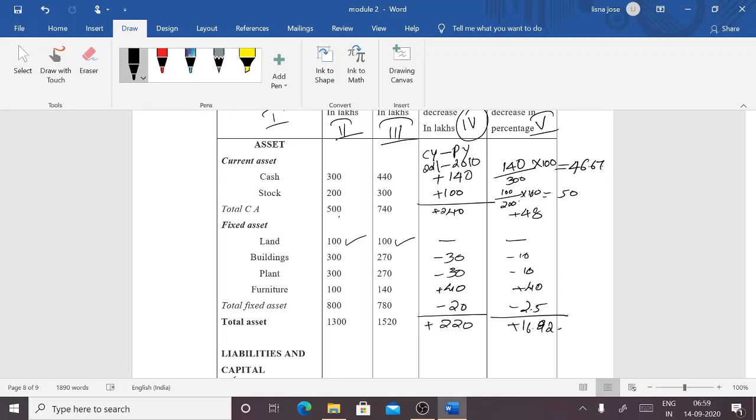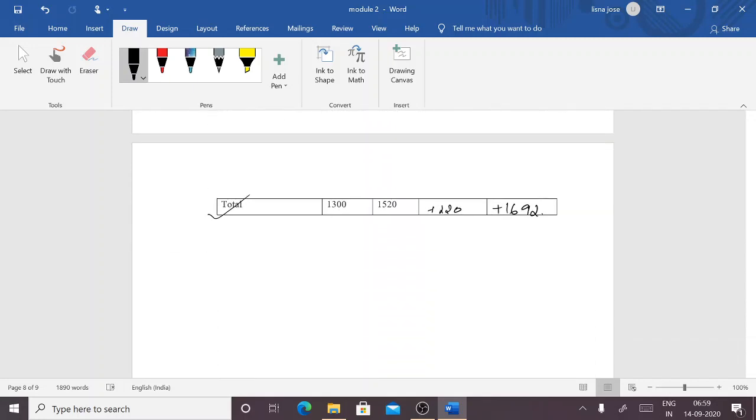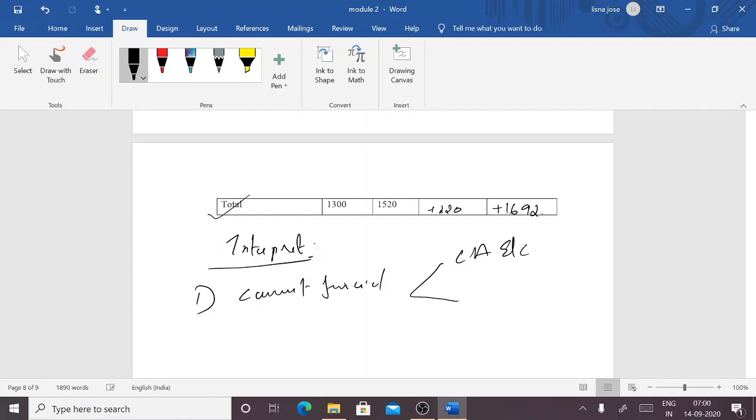This is what we need to do for the comparative balance sheet. Then the next part is the interpretation. You need to interpret the result of this. Then how can we interpret? First we need to analyze the current financial position. Current financial position means you can have a look at current asset and current liability. You can compare with that.